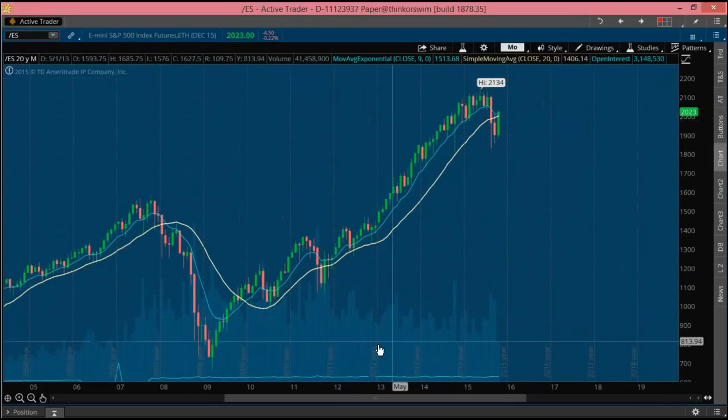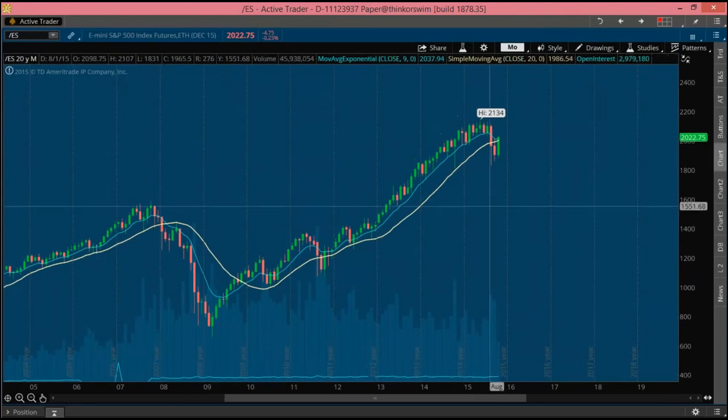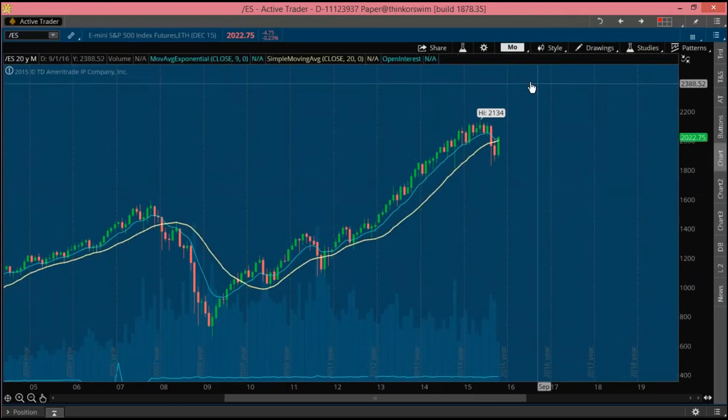Okay, so I like to start my day with just a basic candlestick chart and two moving averages. I start with a monthly and work my way down. This is something I do every day as a routine just to get me an idea where we are within the trends of the macro to the micro.